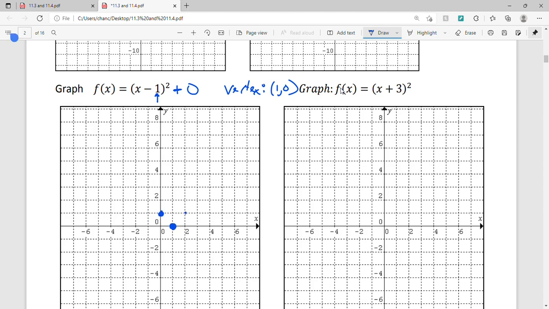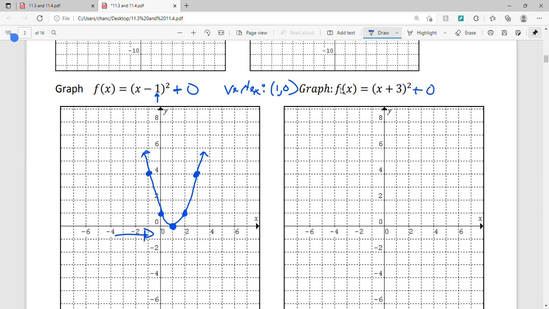And again, I'm going to draw that general parent graph right here. Left 1, up 1, right 1, up 1, left 2, up 4, right 2, up 4, always restarting at the vertex. And so if inside the parentheses we have an x minus 1, it actually shifts the graph 1 space to the right. It doesn't go left.